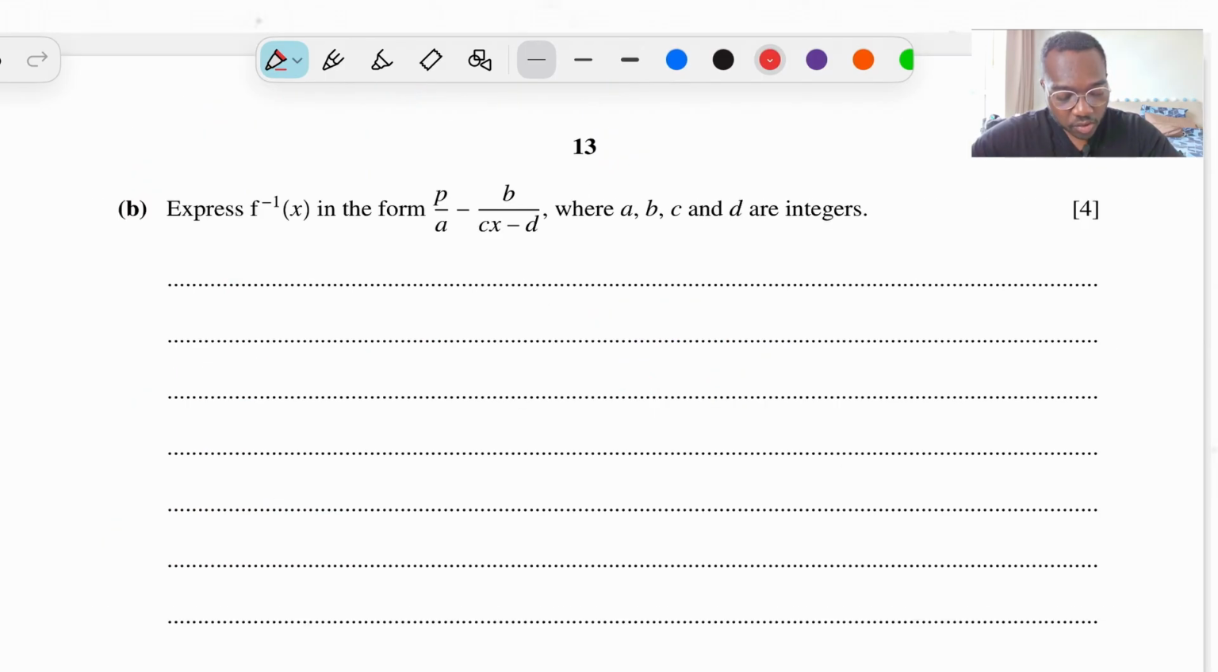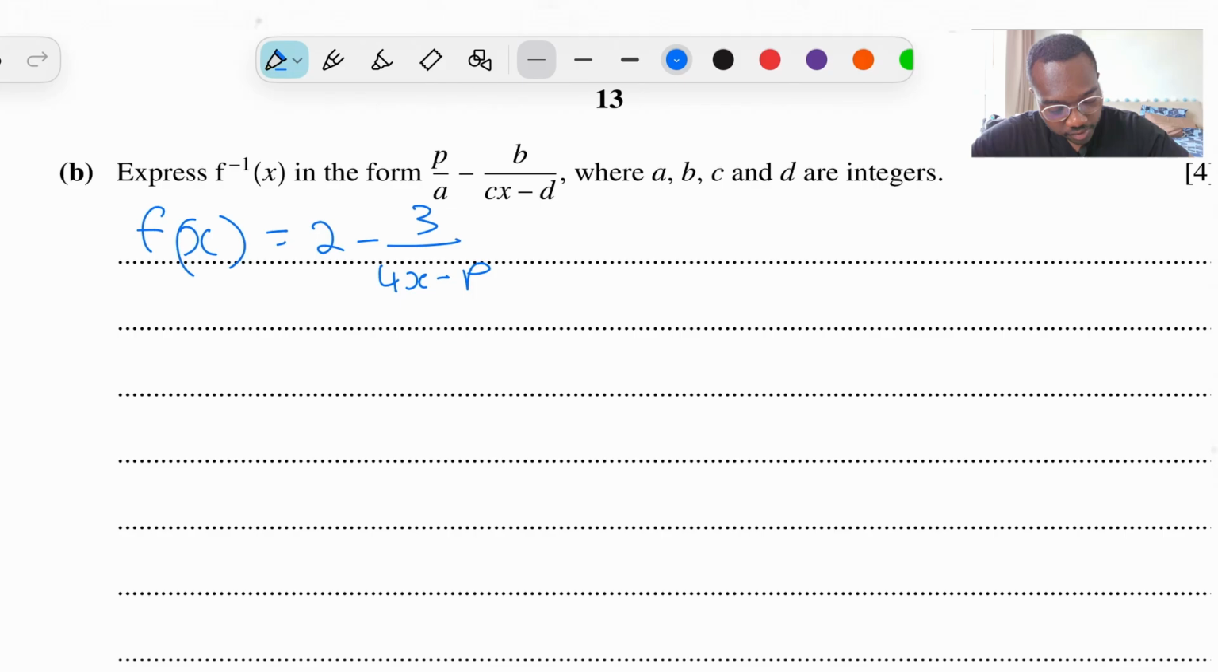So now we need to express f to the minus 1 of x in the form of p over 4 minus 3 over (4x minus 8). Effectively, if I write f of x again, what was f of x? So f of x was 2 minus 3 over (4x minus p). We need to pretty much work out the inverse, okay? And then put it in that form which they want. So look at the inverse.